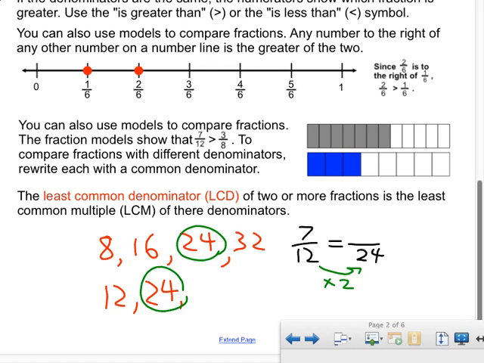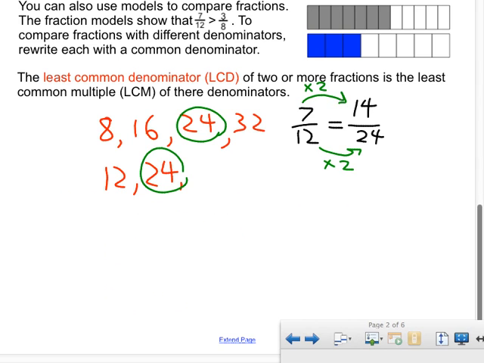But I can't just do that to the bottom of my fraction. I have to do that to the top of my fraction, too. So since I multiply 12 times 2, I have to multiply 7 times what? 7 times 2 also. So the numerator is going to be what? 14. Okay, so now I want to rewrite my fraction 3/8.